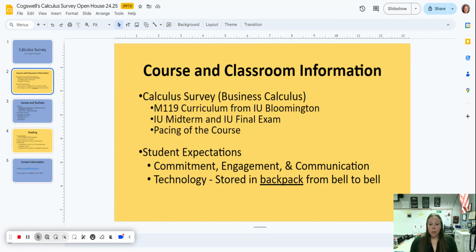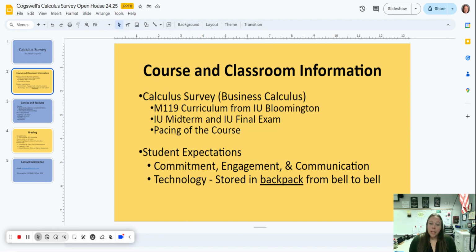So we will follow the M119 curriculum from IU Bloomington, and we actually have time to go back and do some sections that they skip, which I think is great for students, because there's also an M120 class that comes after this at IU, so if they were ever to take that course, we'll make sure they're extra prepared for that. And our students will take the IU midterm and the IU final exam. The IU midterm will be after Chapter 3, and the IU final exam will be after Chapter 6. And we'll make sure they're extra prepared for that.